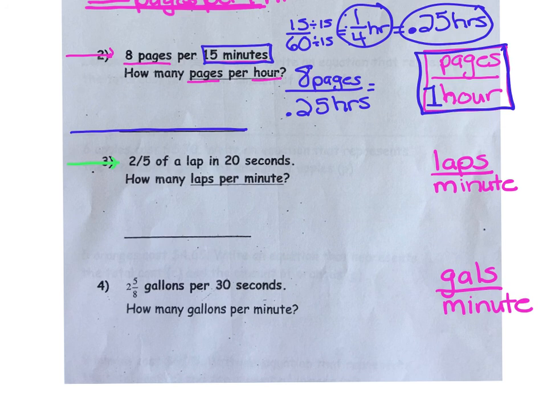Somebody can jog 2/5 of a lap in 20 seconds. How many laps can they jog in a minute? Well, if you like working with fractions, you can leave 2/5 as is. But I'll show you a quick way to convert that to a decimal. But we can obviously see that 20 seconds is not in minutes. We're going to have to do a quick conversion.